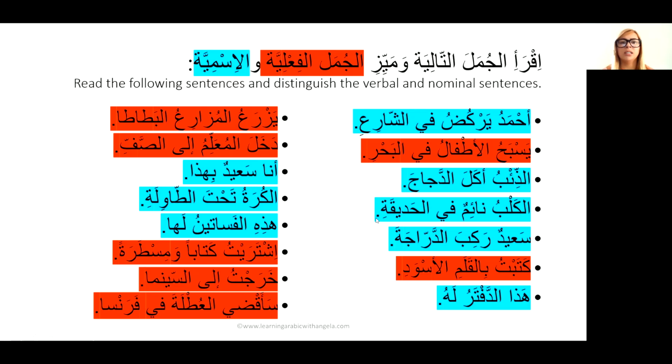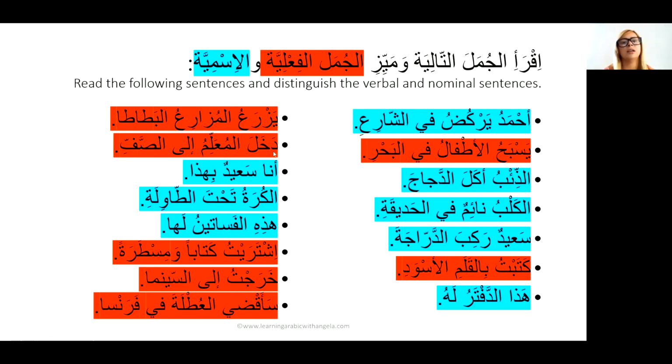الكلب نائم في الحديقة. Nominal sentence, started with a noun. سعيد, proper name. So nominal sentence over here, it started with a proper name. سعيد ركب الدراجة. كتبت بالقلم الأسود. Verbal sentence, it started with a verb. هذا الدفتر له. So it started with a demonstrative, which is a name or اسم في اللغة العربية. So it's a nominal sentence. يزرع المزارع البطاطا. Verbal sentence, started with a verb.